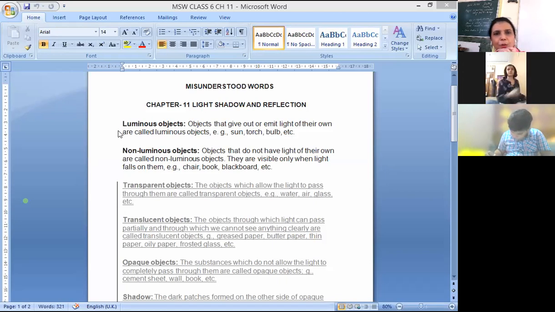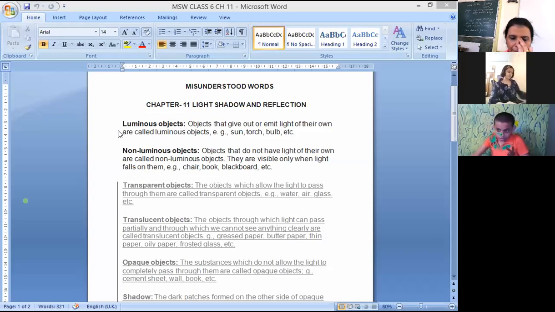And second thing, we are going to study about shadows, how different shadows are formed. And one more thing about the reflection. We can see our reflection in the mirror. So how can that be possible? All those things we are going to study in this chapter.